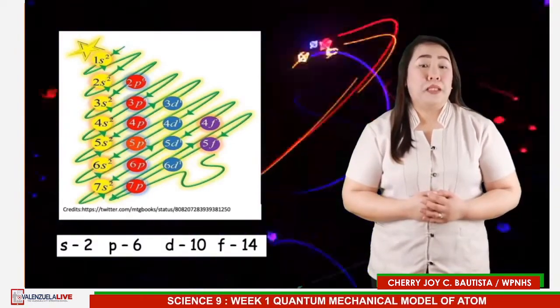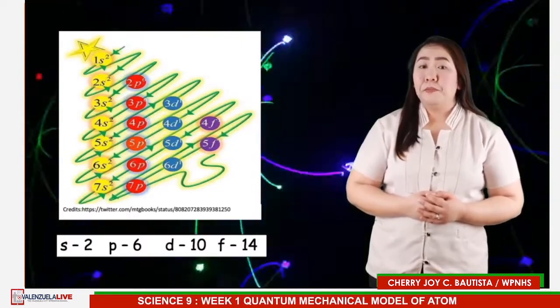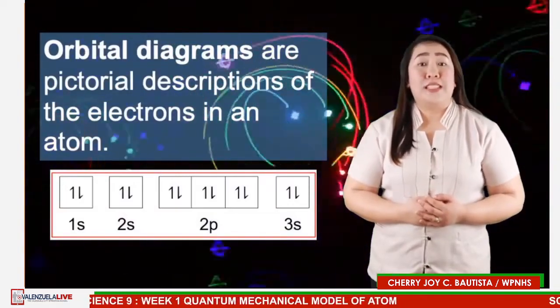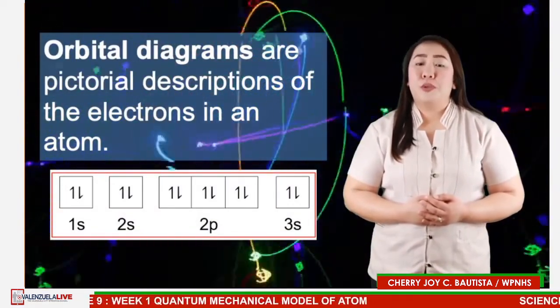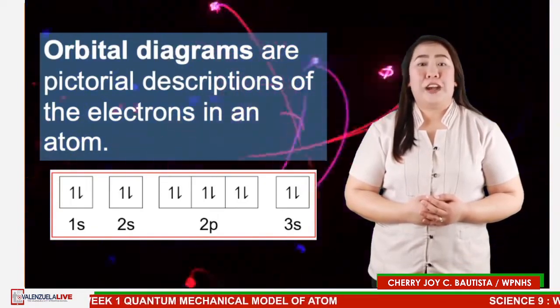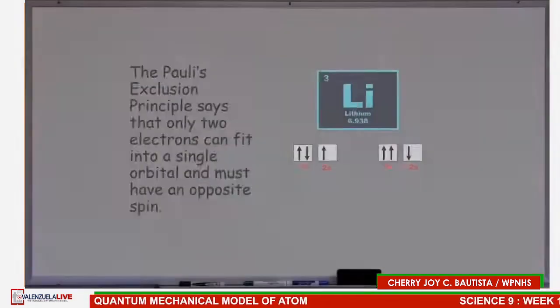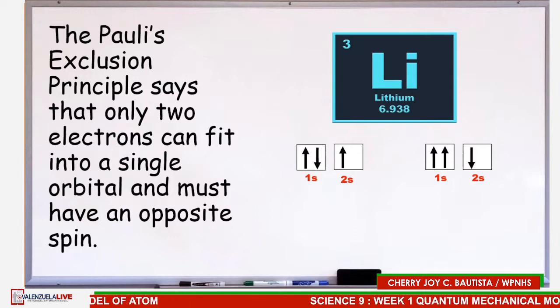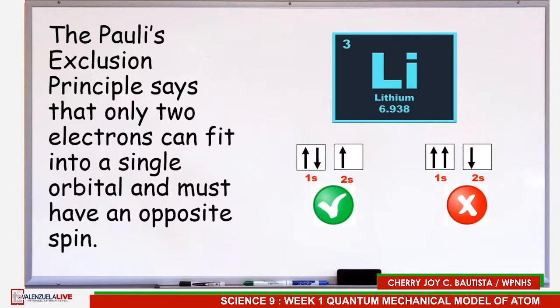Now let's get the orbital diagram of the element. Orbital diagrams are pictorial descriptions of the electrons in an atom. There are rules useful in forming orbital diagrams. The Pauli exclusion principle says that only 2 electrons can fit into a single orbital and must have opposite spin. For example, consider the orbital diagram of lithium. The orbital diagram should look like this and not this one.